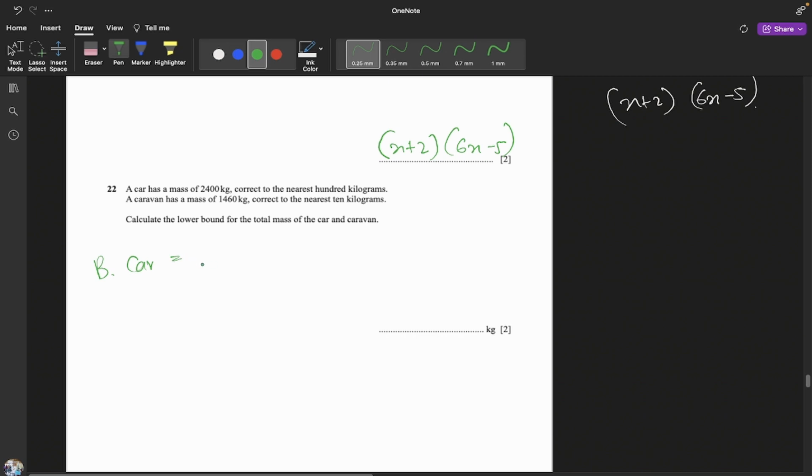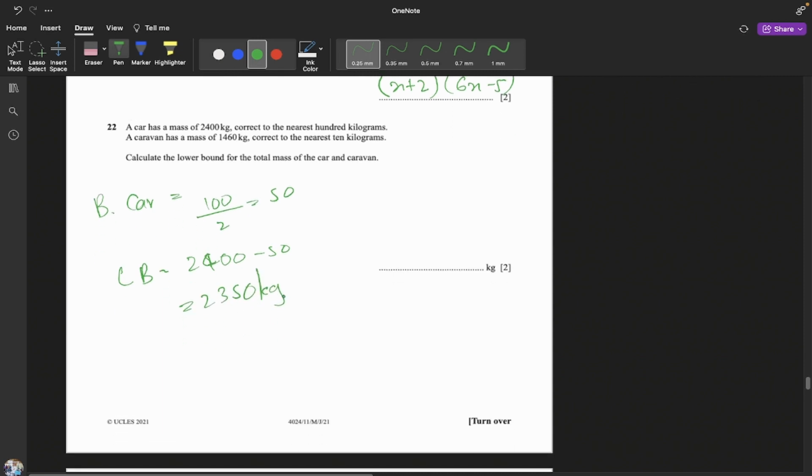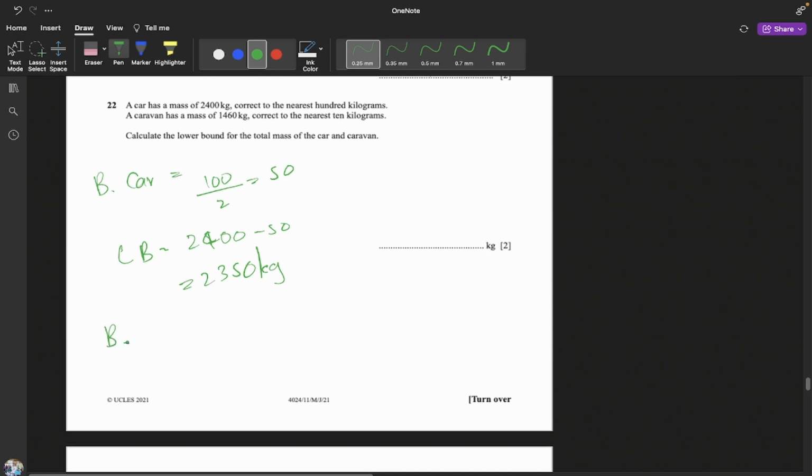is given by 100 divided by 2, which is 50. So lower boundary is 2400 minus 50, which is 2350 kilograms. This is the lower boundary of the car. Okay, for lower boundary of caravan, it is 10 divided by 2, the boundary is 5. So lower boundary of that caravan is 1460 minus 5, which is 1455.